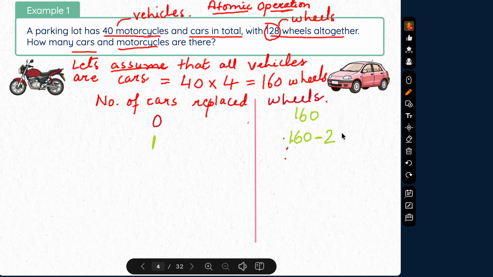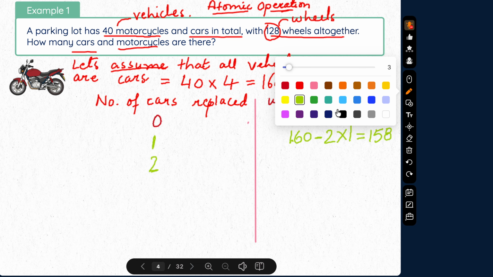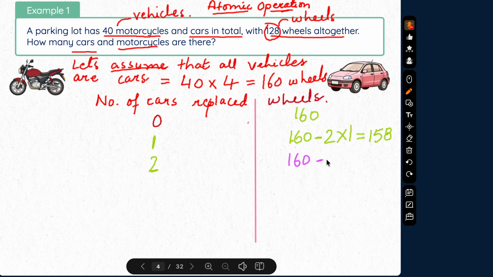Okay. Because in this case we have replaced one car, so one here, and the answer is 158. Any questions still here? Like how are we getting this equation? Are you good on that? Yes. Okay. When I replace two cars with motorcycles, what will be the equation in that case? It would be 160 minus 4 times 1.